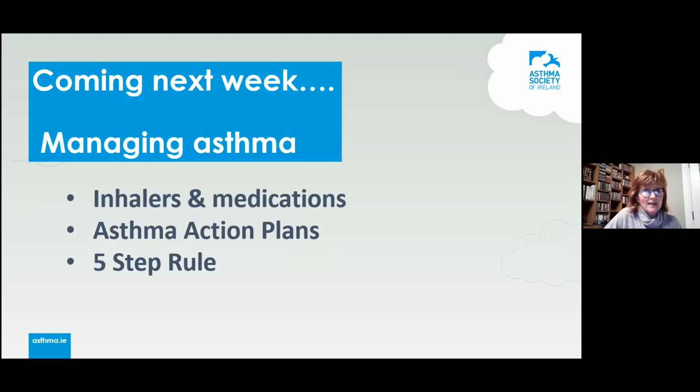So for next week then, we're going to cover the inhalers and the medications and give you some information on that. I'll go through what an asthma action plan is and how to introduce that, and the benefits of actually having one of those. And we will also cover the 5-step rule. The 5-step rule is used to treat an acute asthma attack. Everybody with asthma should know all about the 5-step rule.